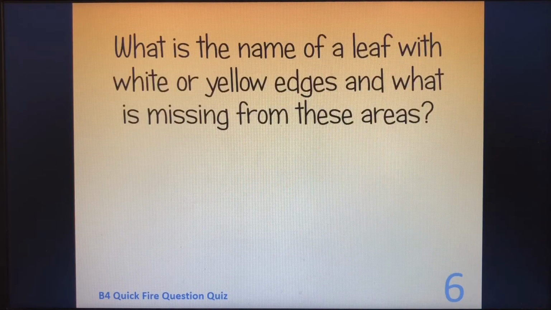Question 6. What is the name of a leaf with white or yellow edges, and what is missing from these areas? Okay, so think of a leaf like a geranium, not all geraniums, but some of them, and they've got these white or yellow patches on the leaves. What's missing from those areas? 2 marker really, this one.